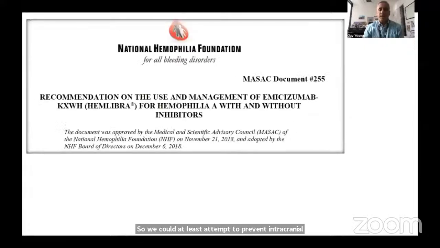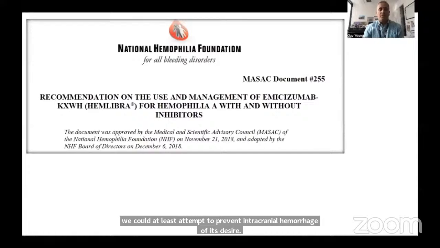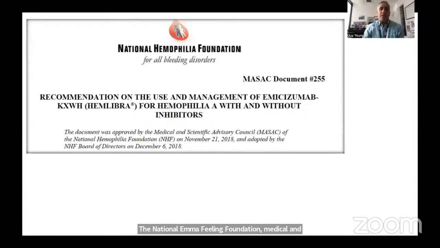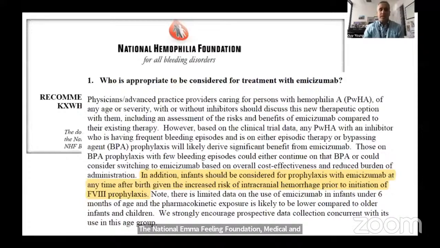The National Hemophilia Foundation Medical and Scientific Advisory Council has this comment about using emicizumab at this age. It says, I highlighted the portion there, in addition, infants should be considered for prophylaxis with emicizumab at any time after birth, given the increased risk of intracranial hemorrhage prior to initiation of factor VIII prophylaxis.